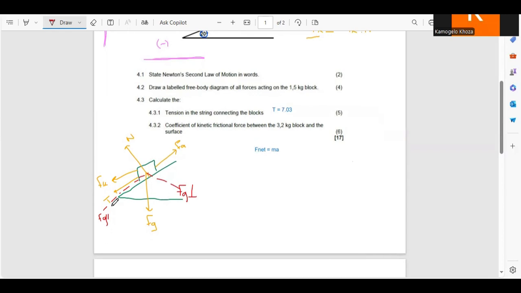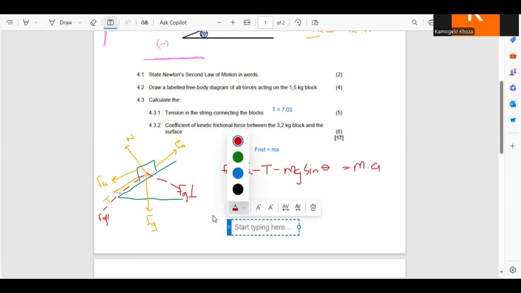Now remember, F net is the sum of all our horizontal forces. Now, what horizontal forces do we have? I'm going to first start off with the positive ones. We have force applied, we have frictional force, we have tension, we have Fg parallel, which also can be written as mg sine theta, and all this is equal to our mass multiplied by acceleration.